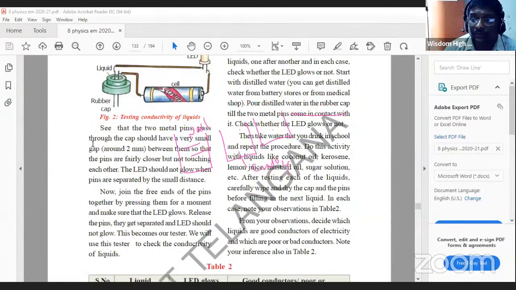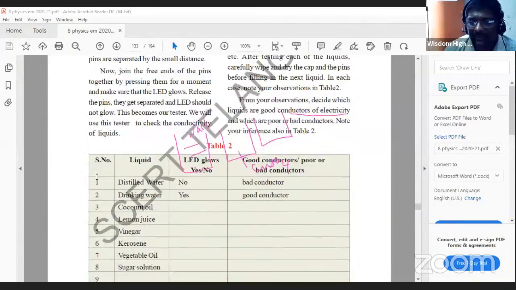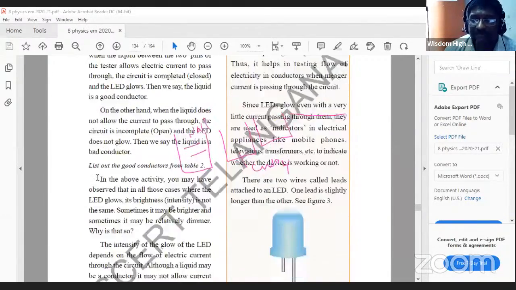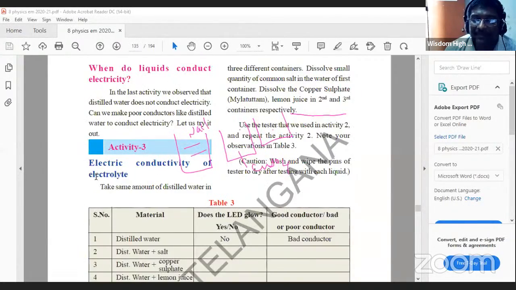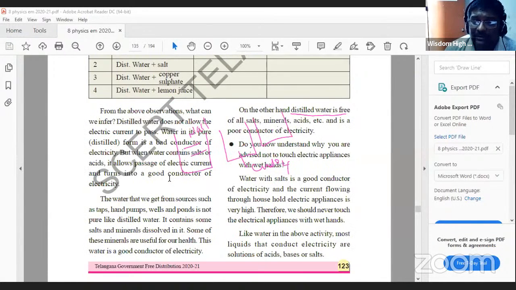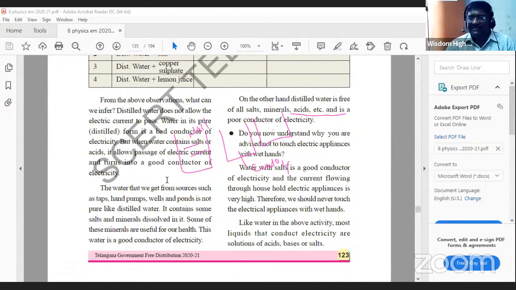Second one, copper sulfate solution, and observe whether the bulb is glowing or not. Okay. So, in three cases, the bulb glows. Why? What is the reason? Distilled water is a poor conductor of electric current. But when we add salt, copper sulfate, or lemon juice, the bulb glows. Up to now, what did we discuss?